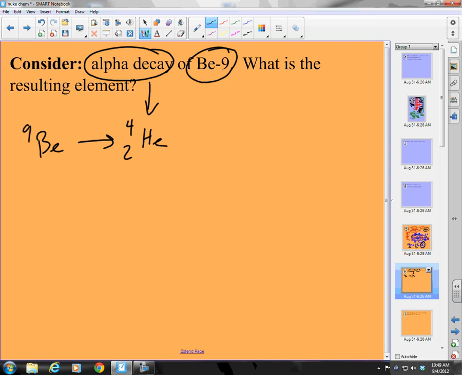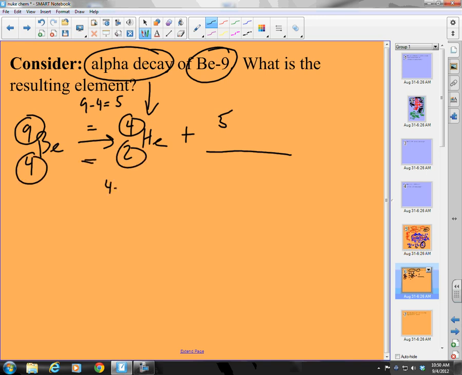I look in the periodic table, and what do I see for beryllium? I see 4. Good. And I need to figure out what's left over here, right? So I look up here at my mass numbers, and I have 9 equals 4 plus something. So when I take 9 and subtract 4, 9 minus 4, 5. So I have a 5 here. And then I do the same thing with my atomic numbers. I have 4 is equal to 2 plus what? 4 minus 2 equals 2. So I have 5, 2, and I look in my periodic table. When I have an atomic number of 2, that means I have helium. There we go. What is the resulting element? Helium-5. Piece of cake, isn't it?